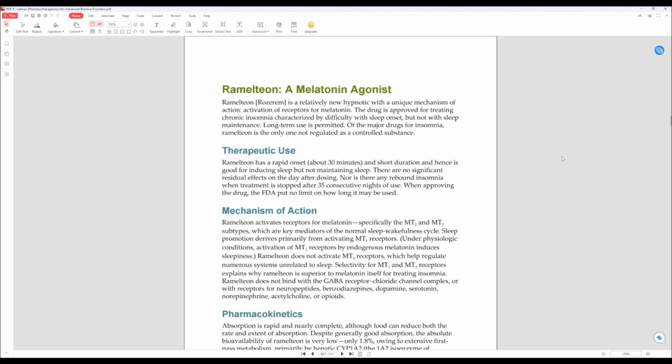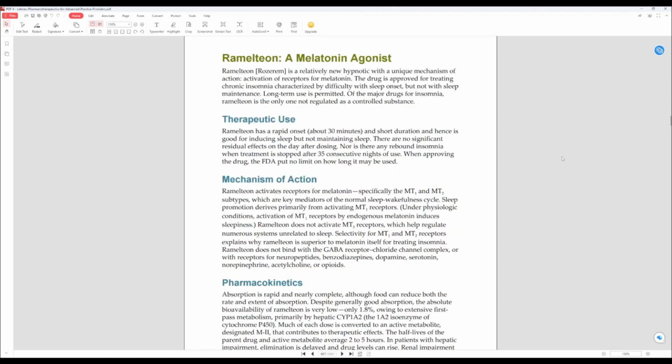Which brings us to Ramelteon, a melatonin agonist. Ramelteon, also known as Rozerem, is a relatively new hypnotic with a unique mechanism of action: activation of receptors for melatonin. The drug is approved for treating chronic insomnia, characterized by difficulty with sleep onset, but not with sleep maintenance. Long-term use is permitted. Of the major drugs for insomnia, Ramelteon is the only one not regulated as a controlled substance.